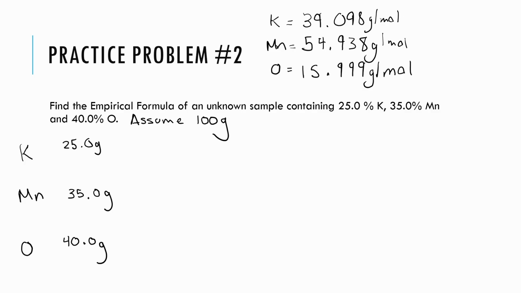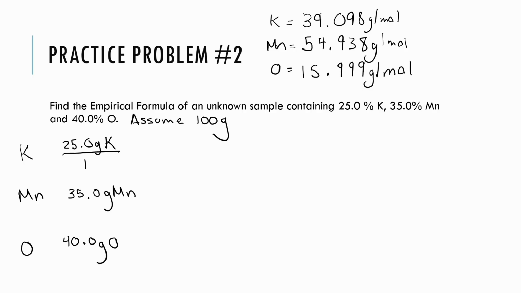When we're talking about an empirical formula, we know that that is the lowest whole number ratio, mole ratio for the elements. So we need to get these into moles since that is a mole ratio that we're looking for. What we're going to do is we are going to convert this amount of grams of potassium, this amount of grams of manganese, and this amount of grams of oxygen into moles.